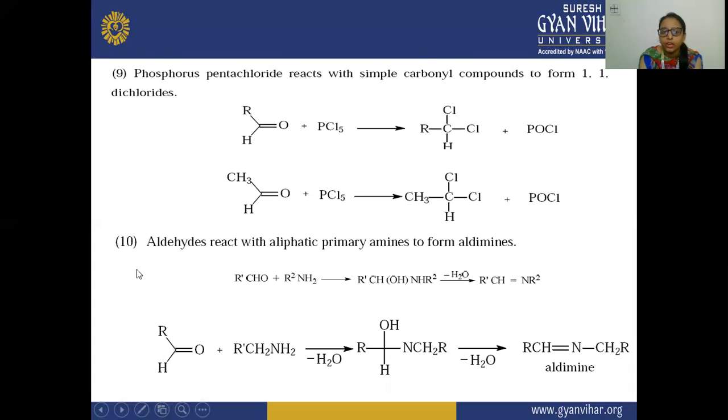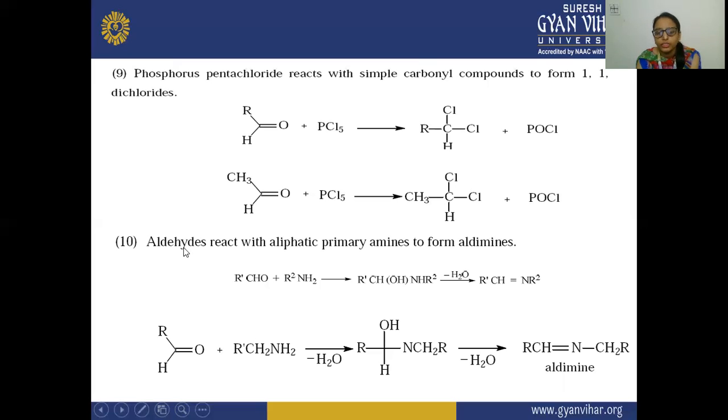Next is phosphorus pentachloride reacting with the simple carbonyl compound, so that there is a formation of a 1,1-dichloride. Here you will see the phosphorus pentachloride, PCl5, is reacting, and there is a formation of this dichloride. This dichloride is formed here, plus POCl3 is also formed here. So here this acetaldehyde is reacting with phosphorus pentachloride, and there is a formation of the 1,1-dichloride, 1,1-dichloroethane.